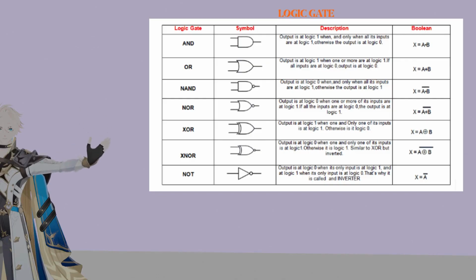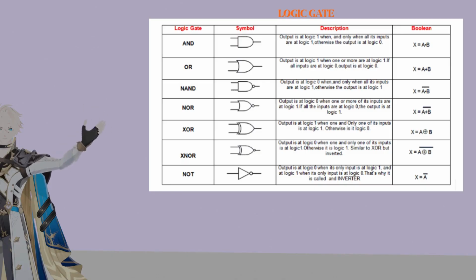Okay, for part 3, NAND gate. The NAND gate is the opposite of AND gate. It gives an output of 0 only when all inputs are 1. In all other cases, the output is 1. Its Boolean expression is x = (a × b)', which means not AND. NAND gates are very important because they can be used to create any other logic gate.